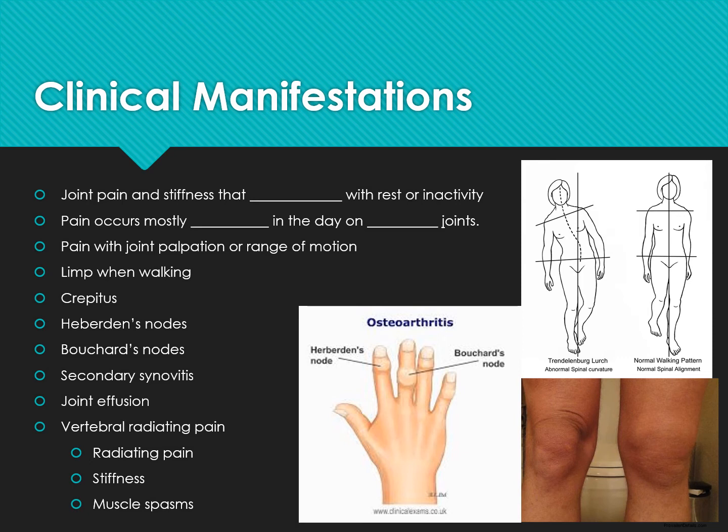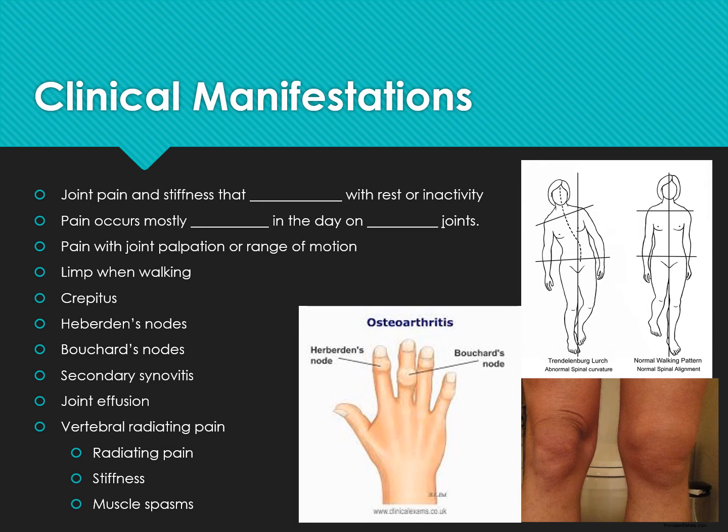If we see that the knuckle that you would knock with or box with is enlarged, we call that Bouchard's node. This is the proximal interphalangeal joint. Do note that OA is not a symmetrical disease, as I mentioned, but these nodes can occur bilaterally.